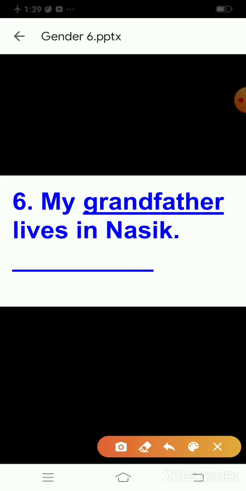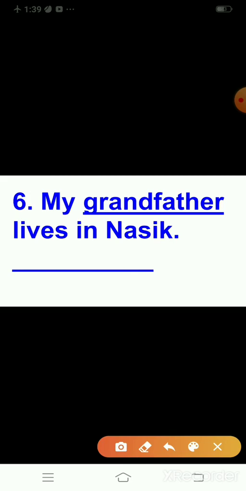My grandfather lives in Nasik. Now, tell me, children, which word is underlined here? Grandfather. Correct. So, grandfather is a male or a female? Male, correct. So what will we write? M or F? M, yes, correct, male. Next.